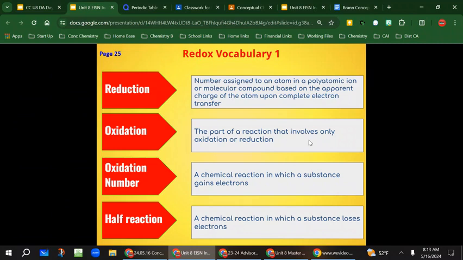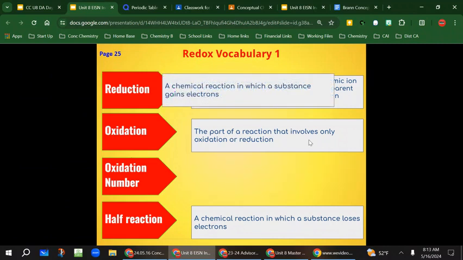Reduction would be the one that loses the electrons, because reduction means that it's losing something. And oxidation would be the one that gains electrons, because reduction loses one. Good. You're absolutely totally backwards. No. Oh, I feel so stupid right now.